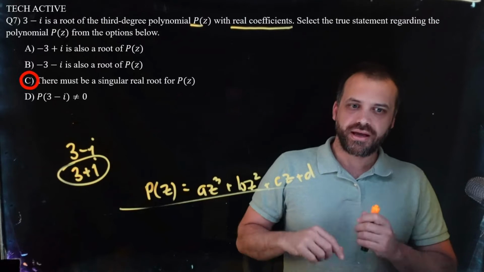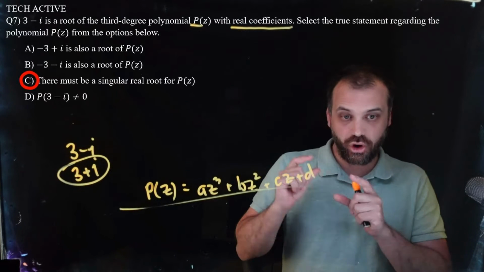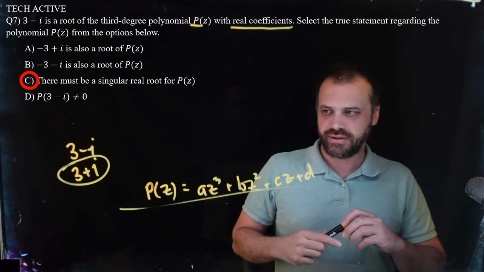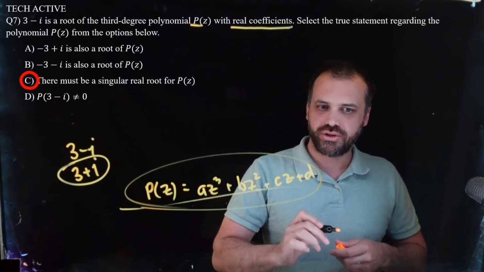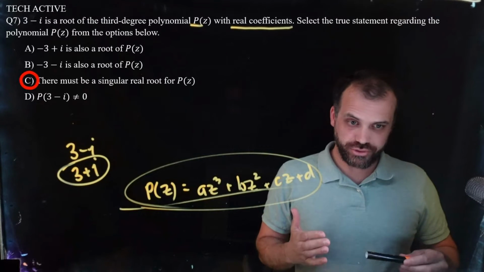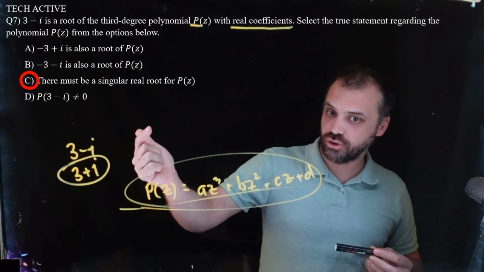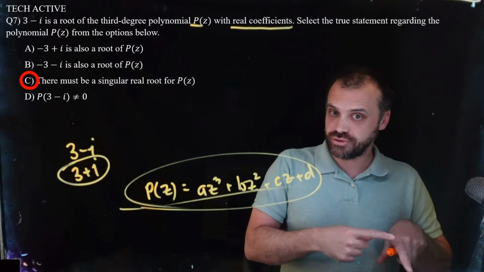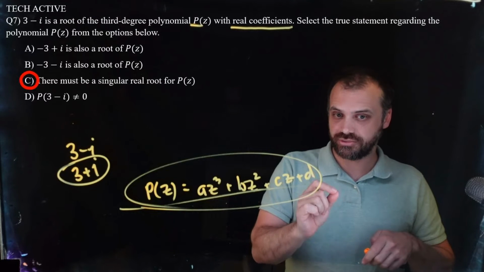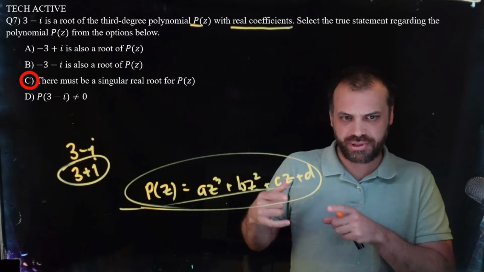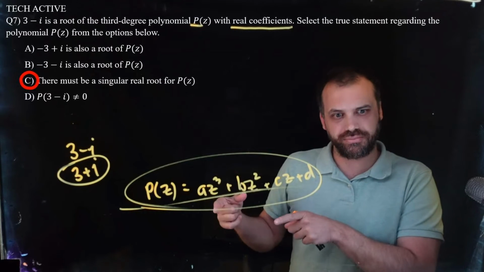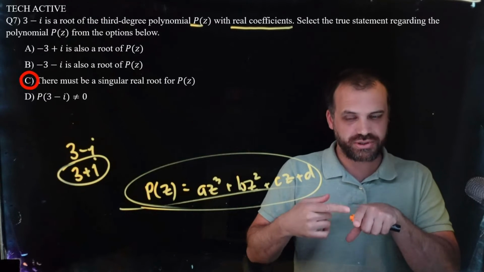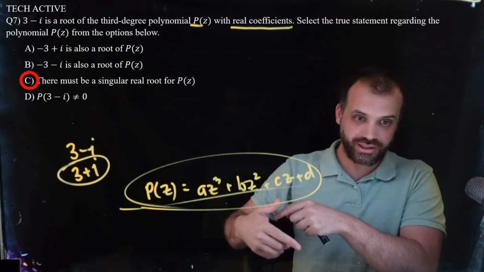I really like option C, though. There must be a singular real root for P(z). This is a cubic. Cubics always have 3 roots. We have a conjugate pair of roots, and so the third root must be real, right? The third root can't be complex, because if the third root was complex, it would need a conjugate pair, and that would make 4 roots in a cubic, and you can't have 4 roots in a cubic.